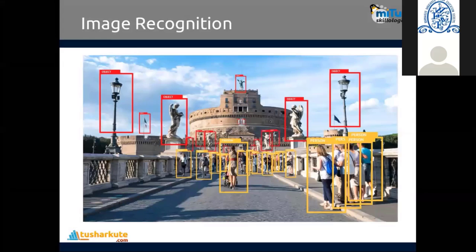Or you can see object detection systems, image recognition. When you upload something on Facebook, Facebook automatically tags you that you are there in the picture. How do they know it? Image recognition. Okay, part of data science.